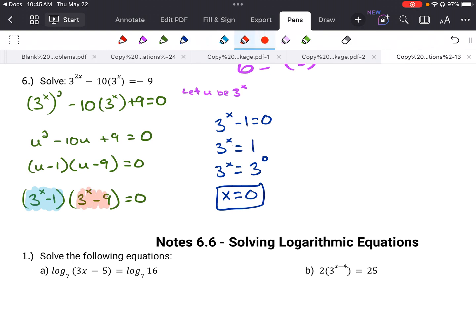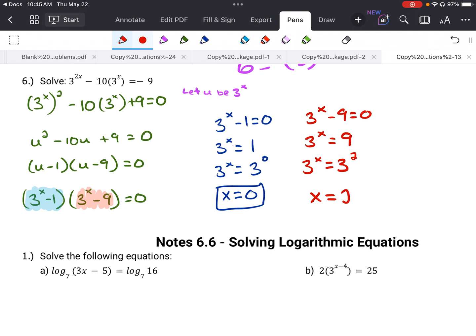And now we'll work with the second one. 3 to the power x minus 9 equals 0. So 3 to the power x equals 9. And we know that 9 is 3 squared. So x equals 2. So there's two different options here, 0 and 2.